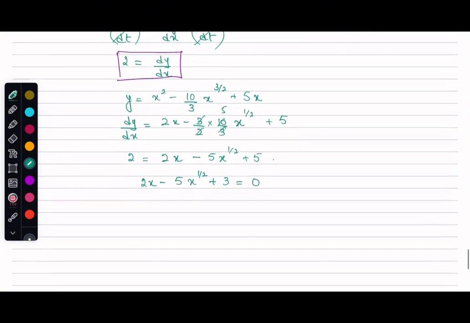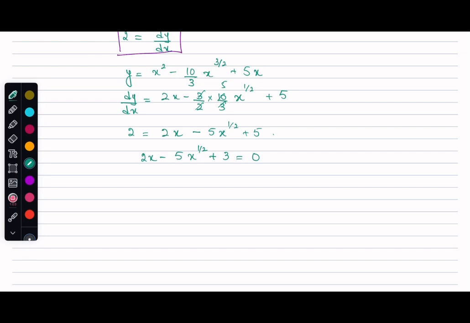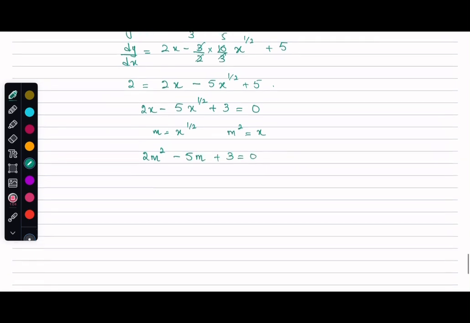So this equation here can be taken as a quadratic in disguise, and I can say this is m, which is equal to x to the power 1 by 2. Therefore, m square will be equal to x. So I can say it's a quadratic in disguise, 2m square minus 5m plus 3, which is equal to 0. I can factorize this equation. 2 threes are 6, negative 2, negative 3 gives me a 6, and 2 times 3 is also a 6. Therefore, I can factorize this with negative 2m and negative 3m.